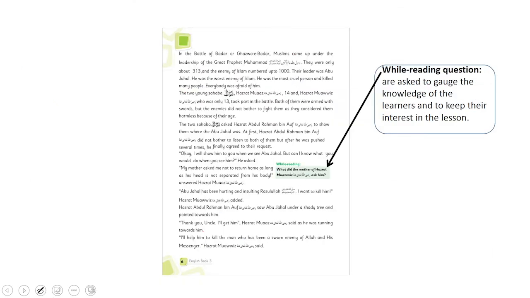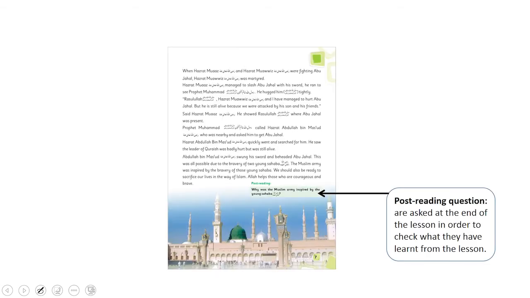While-reading questions are asked to gauge the knowledge of the learners and to keep their interest in the lesson. The teacher will check if they are learning, if they are following, and if they are active while reading the lesson or following the story. The post-reading questions are asked at the end of the lesson in order to check what they have learned from it. Did they understand the lesson, or did they learn anything from the lesson?